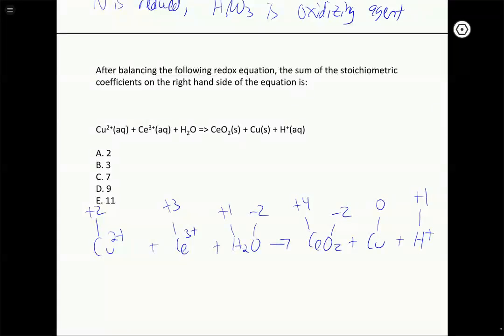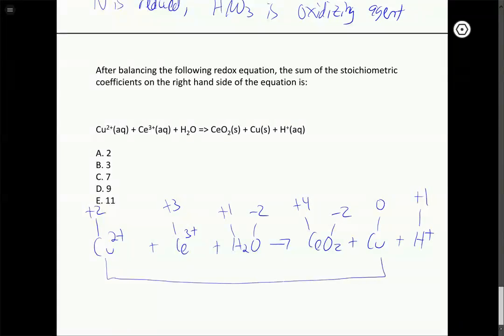Then we find the ones that are changing. Copper is going from +2 to 0. Cerium is going from +3 to +4. Now we have to think about how many electrons it is. Copper is changing its oxidation number by 2, so that's a 2-electron process. Cerium is changing its oxidation number by 1, going from +3 to +4, so that's going to be a 1-electron process.